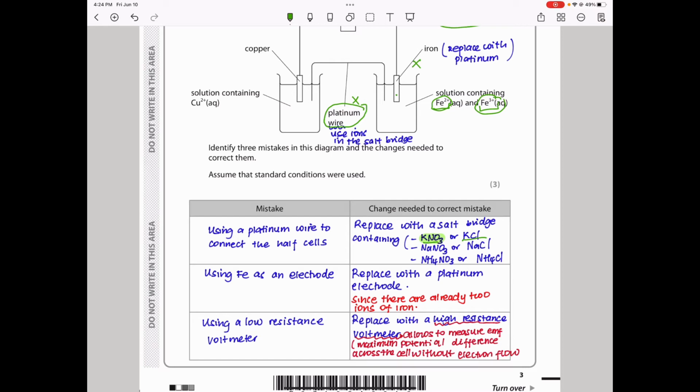Next part is a low-resistance voltmeter. We have to replace it with a high-resistance voltmeter, so that is okay.